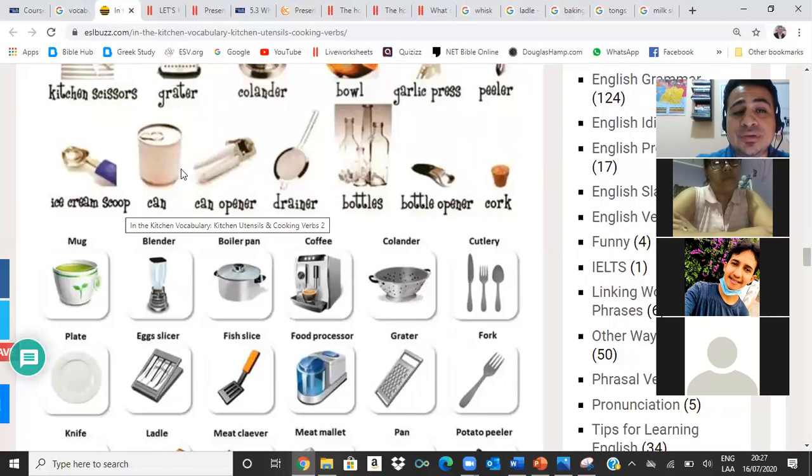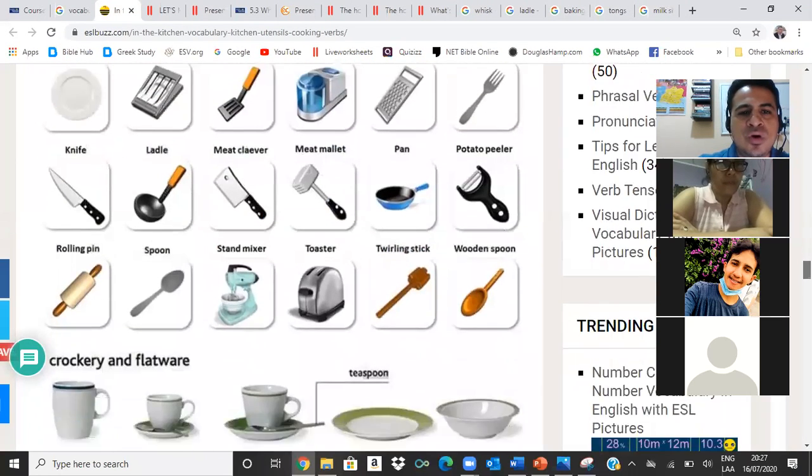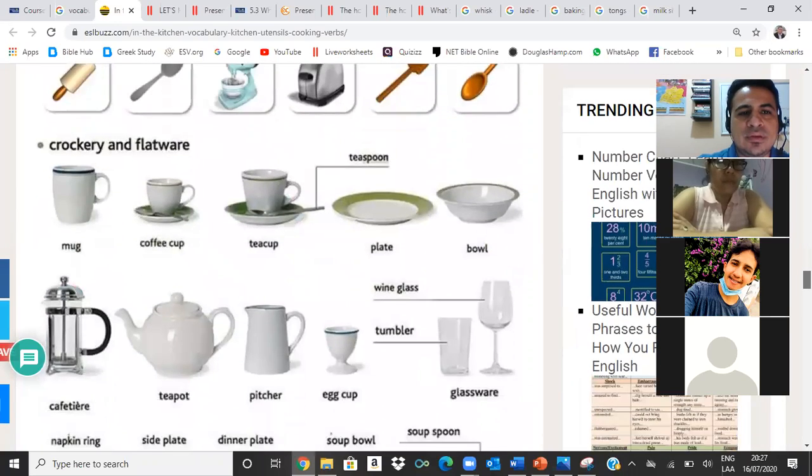Can opener. Drainer. Bottles. A bottle opener. Ah, para abrir las sodas. Cork. Eso se llama un cork. Corcho. Cork. All right, and then here you have more vocabulary, right?